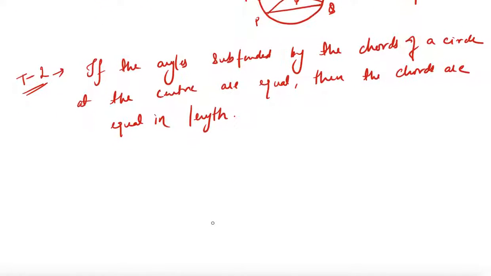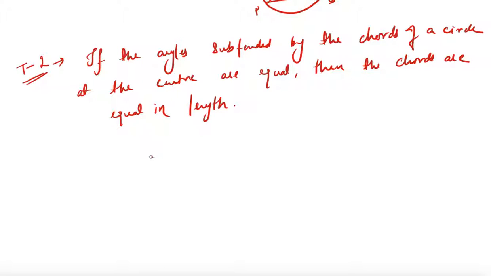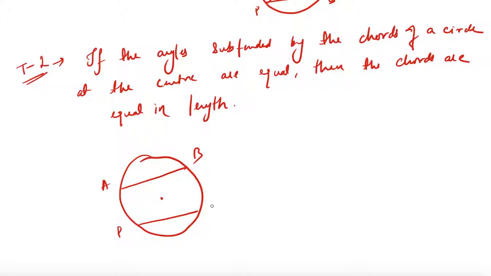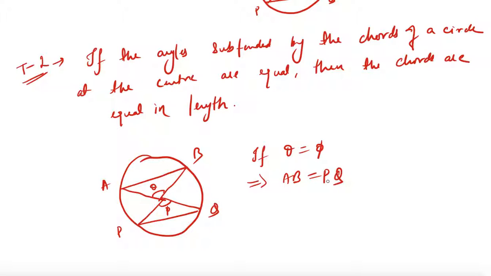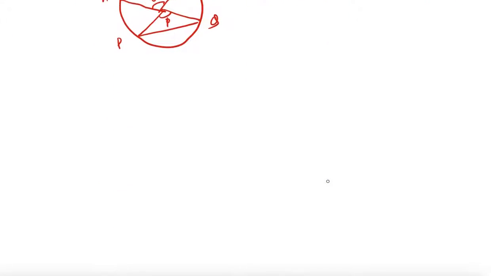So let me explain the second theorem. The second theorem says that if I have a circle, say this is the center, this is my one chord, this is my another chord, say this is AB, this is PQ. Let me join A and B with the center and P and Q with the center. Say this is theta, this is phi. If it is given that theta is equal to phi, then this implies AB is equal to PQ. This is what the second theorem says. Now let us see the proof of both the theorems. Let us start with the first theorem.